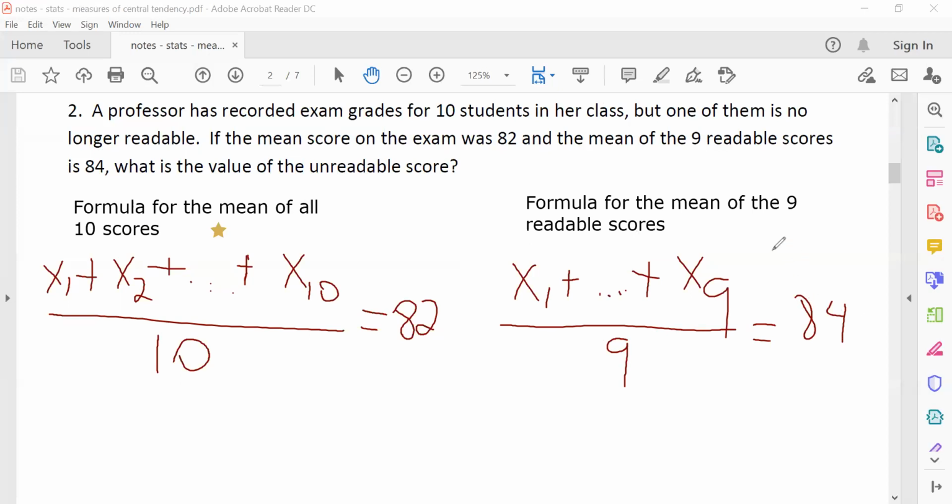And now here's a silly little trick. How many of you guys like silly little tricks? Tricks are not just for kids, because we're all adults in here. We're just going to solve for this. I'm going to move the 9 over, multiply both sides by 9. 84 times 9, let's see if we can do it in our head. 80 times 9 would be 720, plus 4 times 9, 36, so 756. And so now what we get is that X1 all the way up to X9, the first 9 scores added up, will be 756.